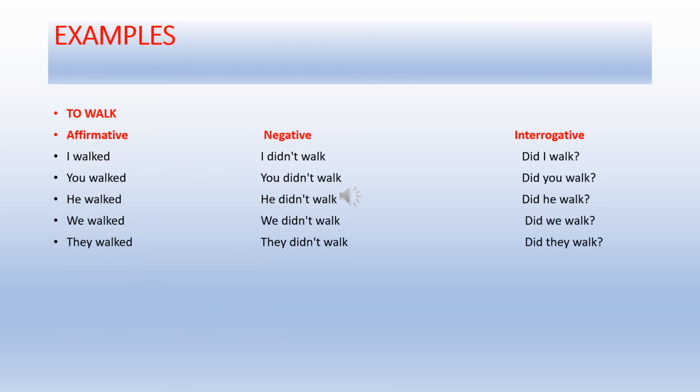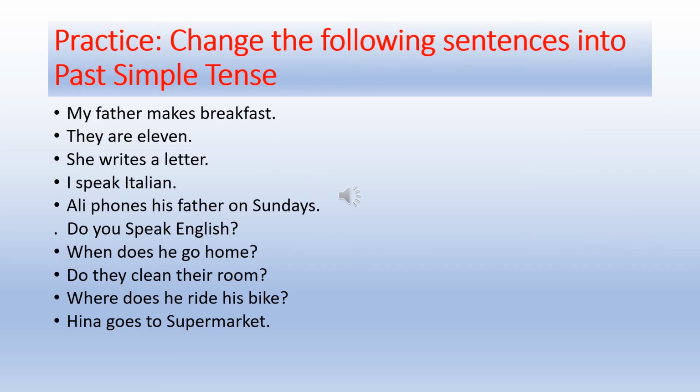My dear students, please note down these examples of past simple positive aspect, past simple negative aspect, and past simple interrogative aspect. My dear students, this is the end of today's class. I'm assigning you this exercise. Kindly write it down in your English notebook, solve it, and send it back to your English teacher for correction.